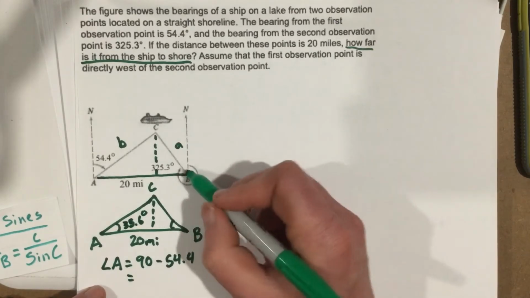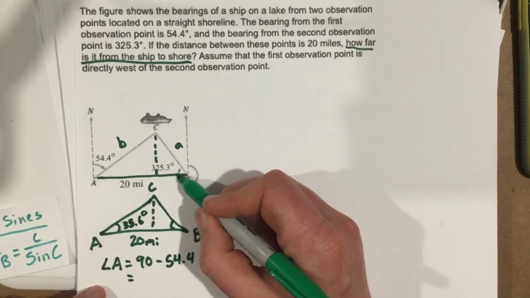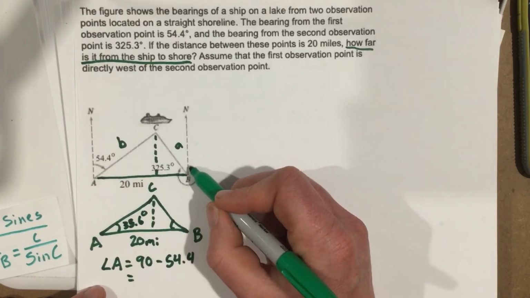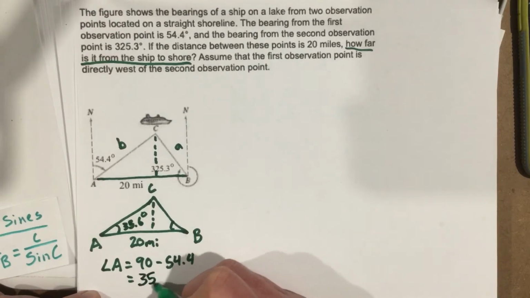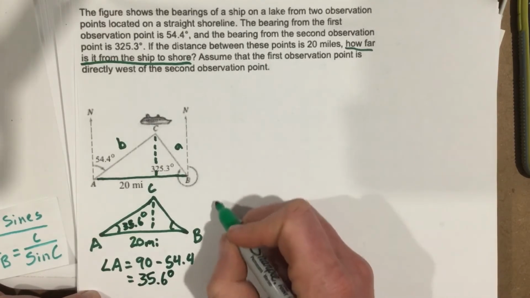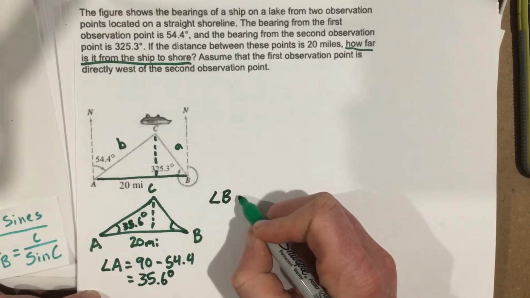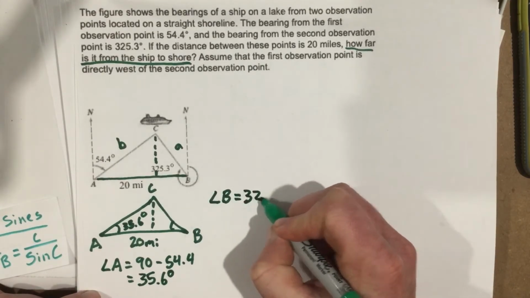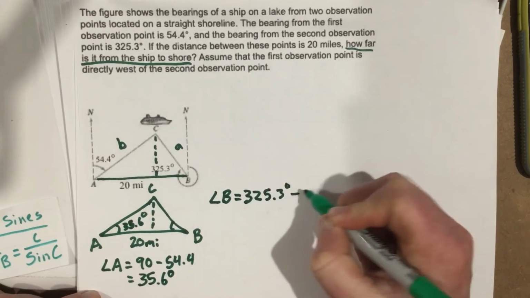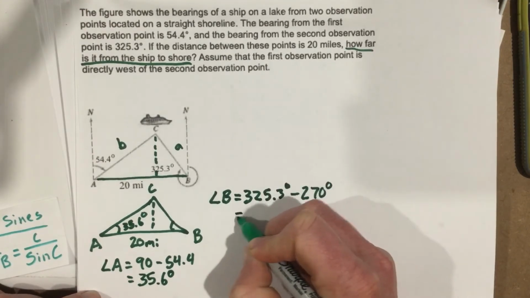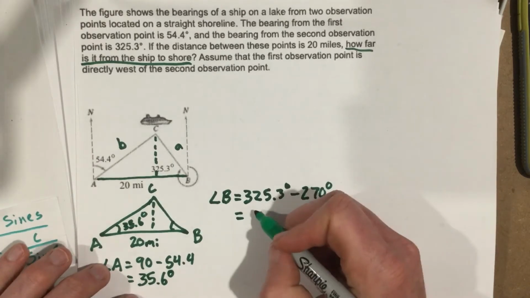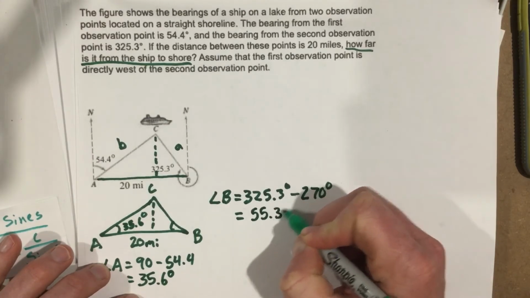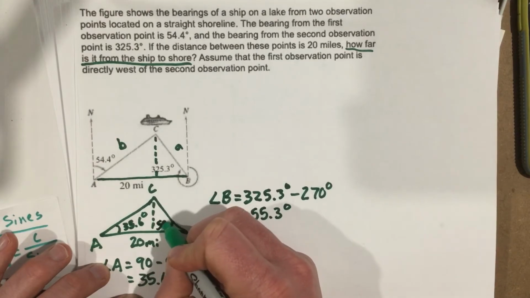Now I want this other angle. This goes around 270, and then from the x-axis, that's the angle we want. So we want to subtract for angle B. This is 35.6 degrees. We want angle B to be 325.3 degrees minus 270 degrees. So angle B is 325.3 minus 270. That's 55.3 degrees. So this is 55.3.